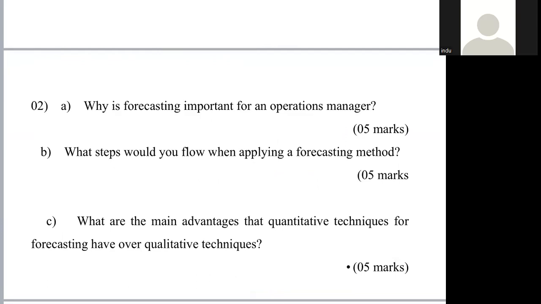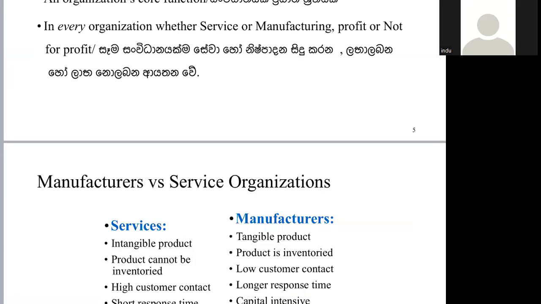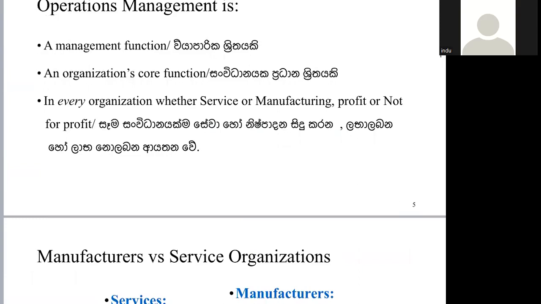Normally, except for these three main functions, an organization may have others such as accounting, purchasing, and human resource branches or departments. But remember, the major functions are marketing, operations, and finance.